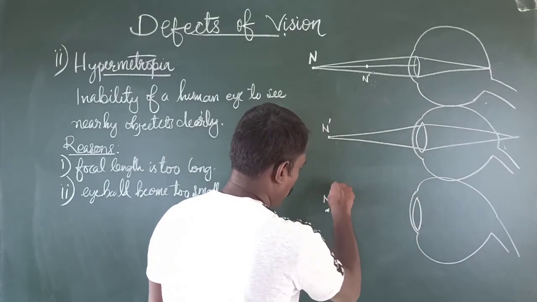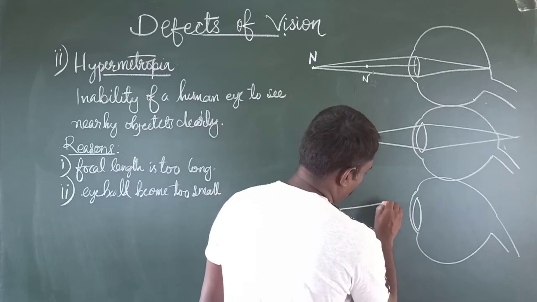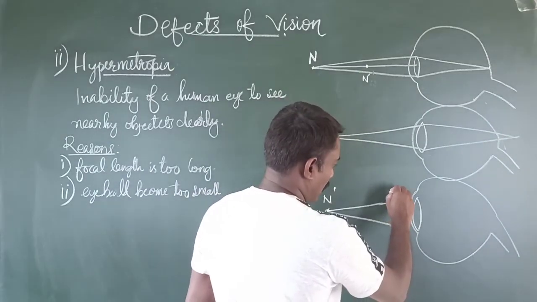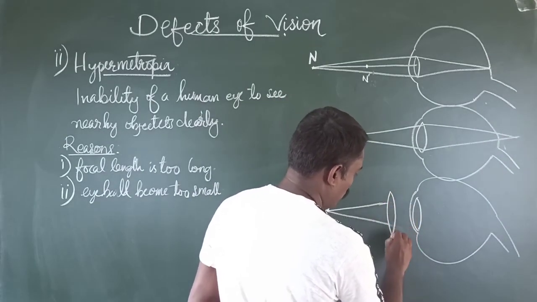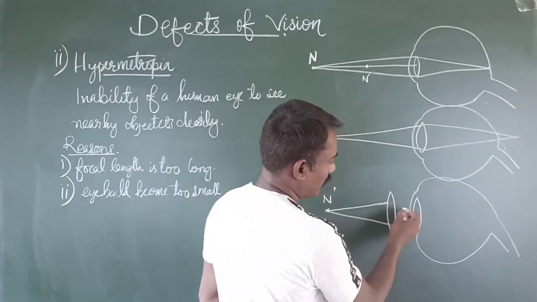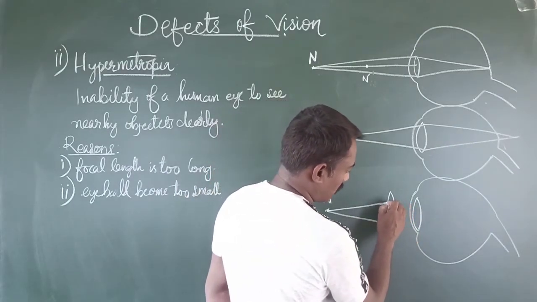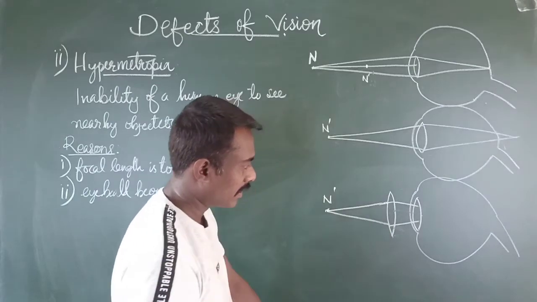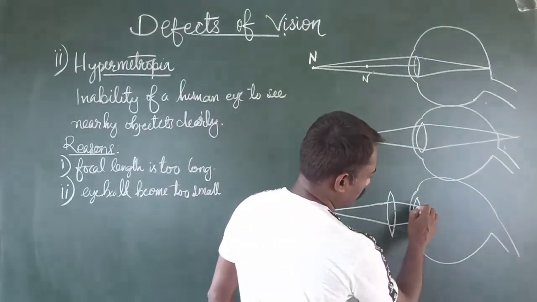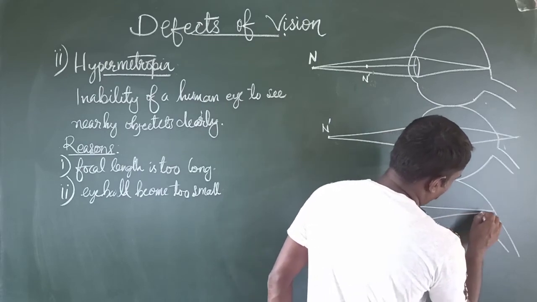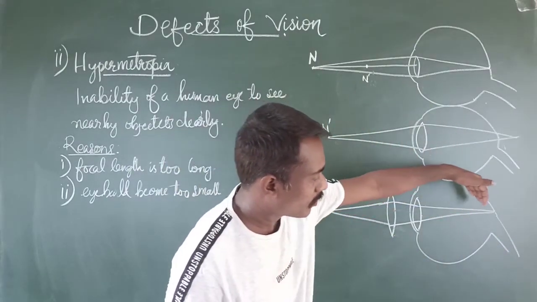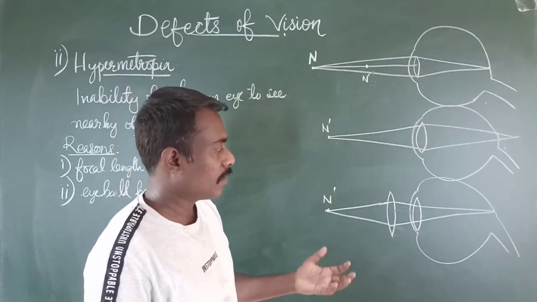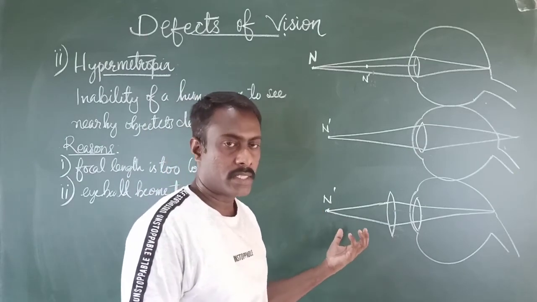The object is kept at N dash, and these rays are coming from the object. Now if a convex lens of suitable power is kept in front of the eye lens, what will happen? This convex lens will converge these rays slightly, and then the eye lens will converge them again exactly on the retina, so that a clear image will be obtained on the retina, and the human eye will be able to see nearby objects clearly.